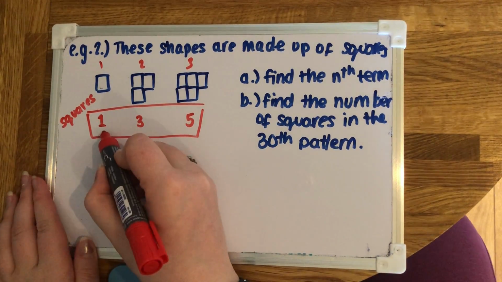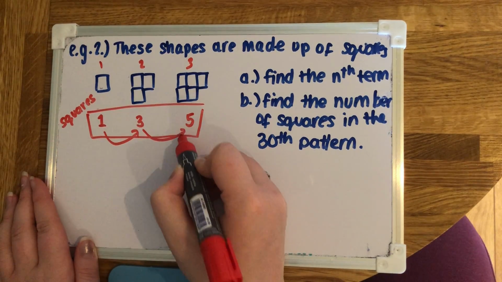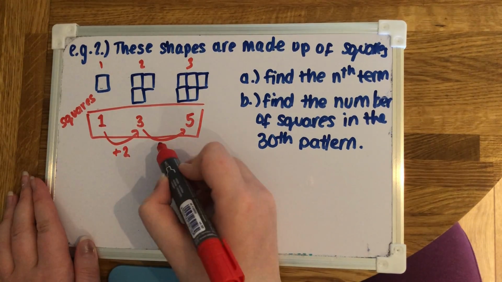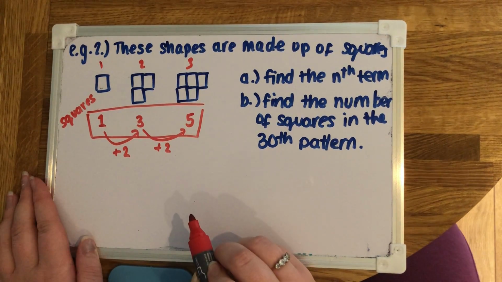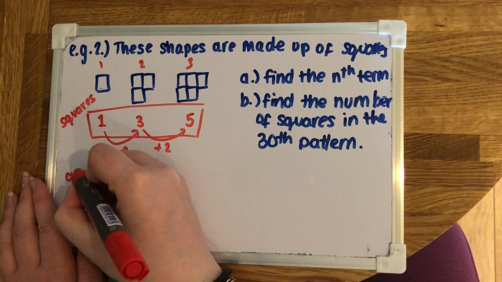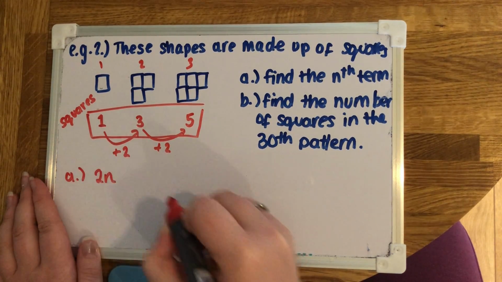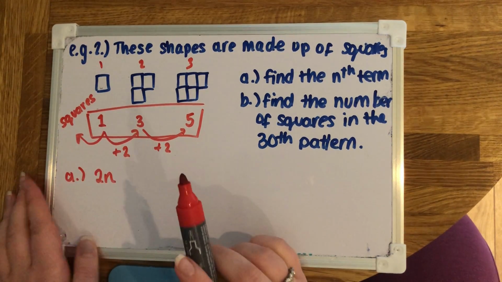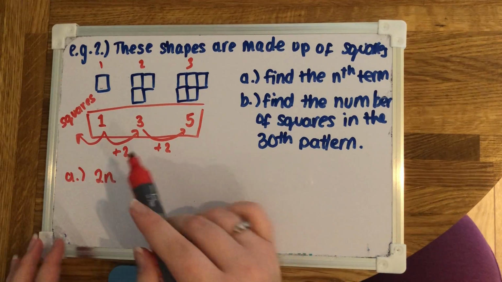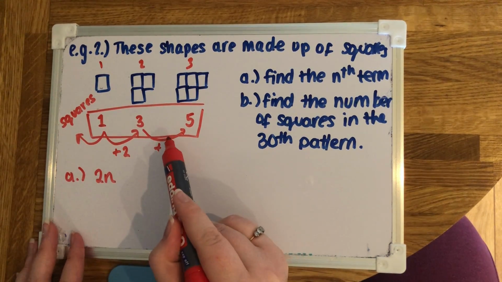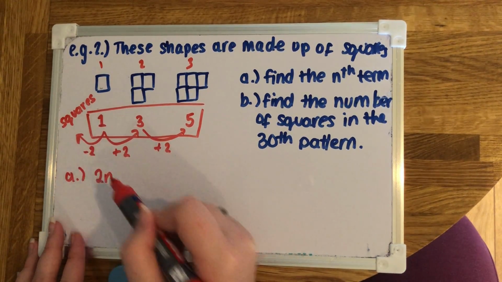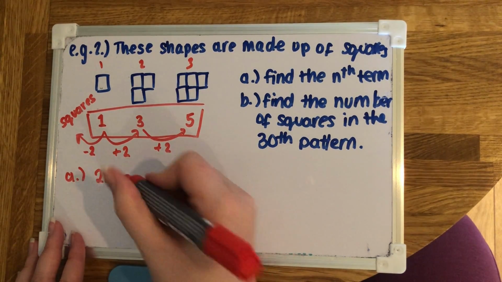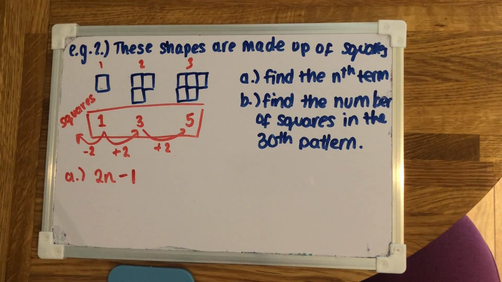Again, we see what we need to add on to get to the next number. We need to add 2 to get to 3, and again we add 2 to 3 to get to 5. So we know it's going to be 2n. Then we've got to work out what the 0 term would be, or the previous one before the 1. We've been adding 2 to get to the next one, so we're going to do the opposite and subtract 2. So 1 take away 2 is -1, so we write -1 on the end.